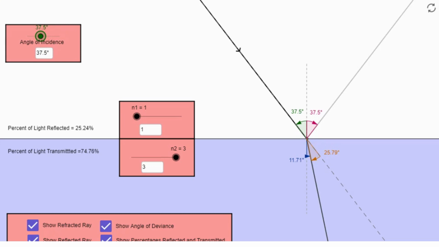So this is a beautiful simulation to understand the reflection concept, refraction, how much deviation occurs, and whether any reflection is observed when the media are different.